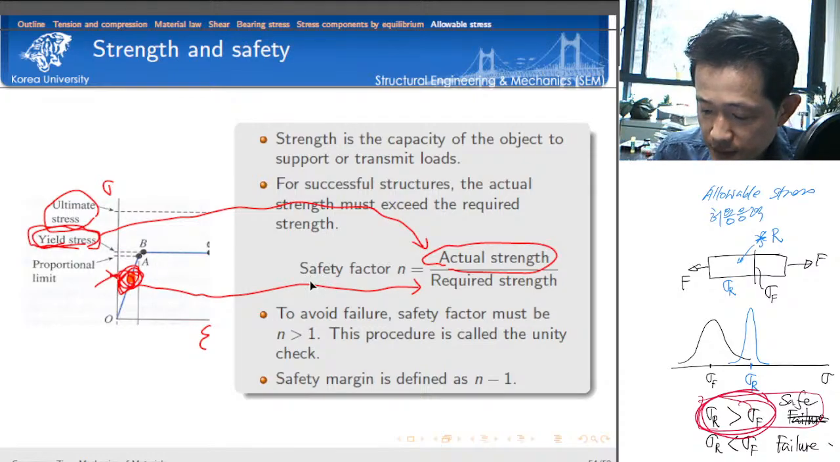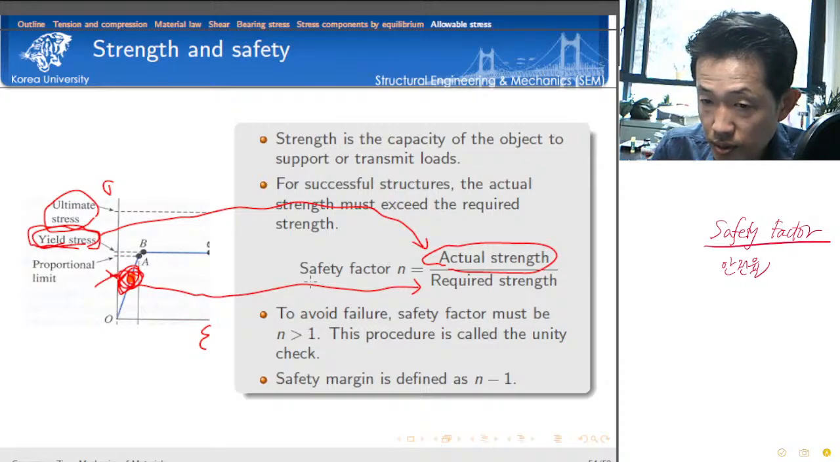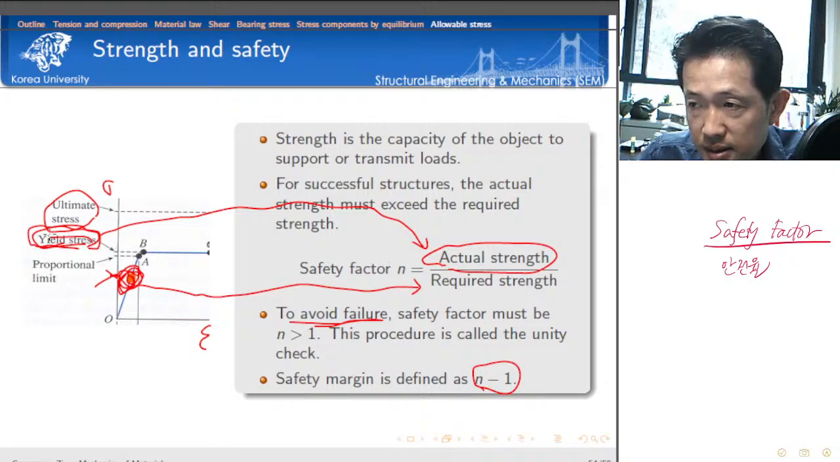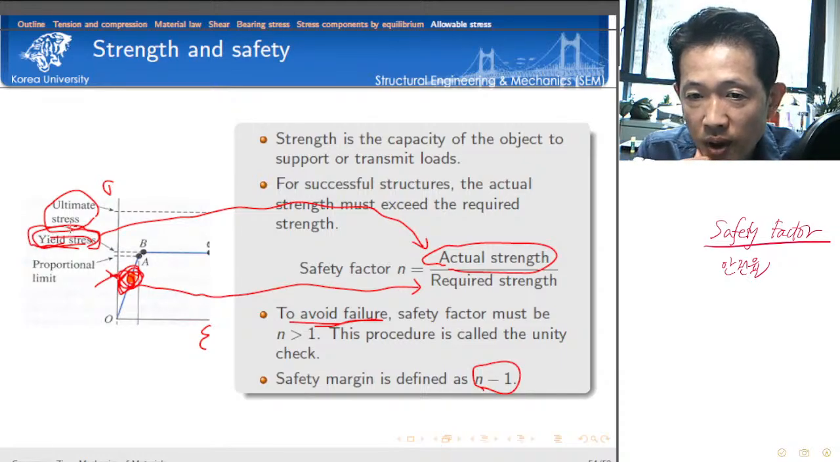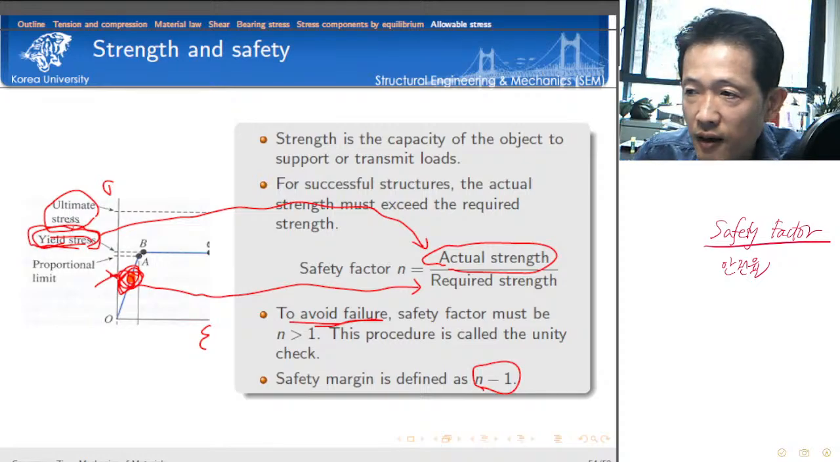Then here we can obtain the concept of safety factor. The safety factor means 안전율 in 우리말. The safety margin is defined as n-1. To avoid any failure, if you consider yield stress as the reference value where we determine failure or not, then I want to control the stress caused by the external force to always be less than this yield strength value. Which means the required strength is smaller than the actual strength, the yield stress value. That's why the safety factor should always be greater than 1 to avoid failure.